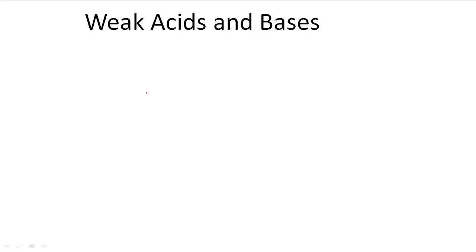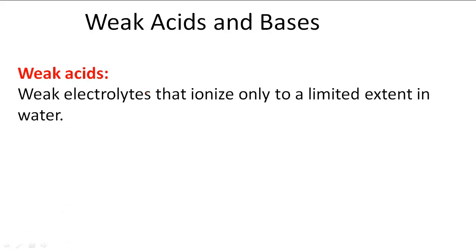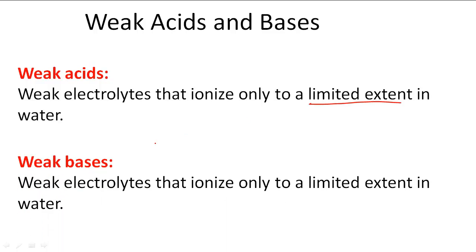Weak acids and bases. A weak acid is a weak electrolyte that ionizes only to a limited extent in water. A weak base is also a weak electrolyte that ionizes only to a limited extent in water. So because it only ionizes partially or dissociates, you can have a reversible reaction.